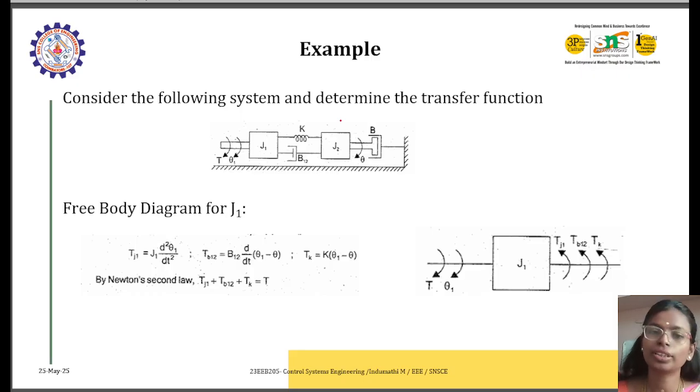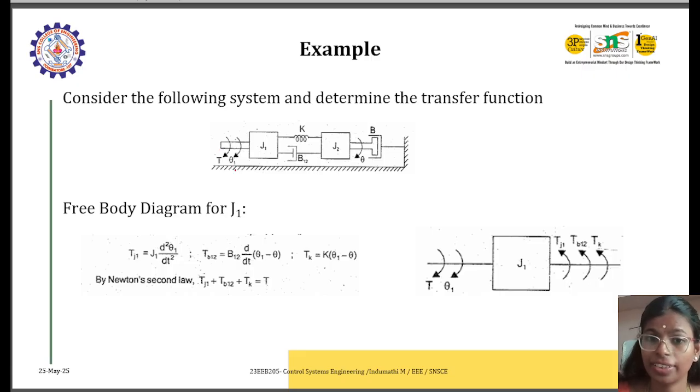Before that, we have to convert this physical system into a mathematical model. These are your physical systems. We have two moments of inertia, J1 and J2, and we are going to convert them. First, you have to draw the free body diagram for the two moments of inertia J1 and J2.